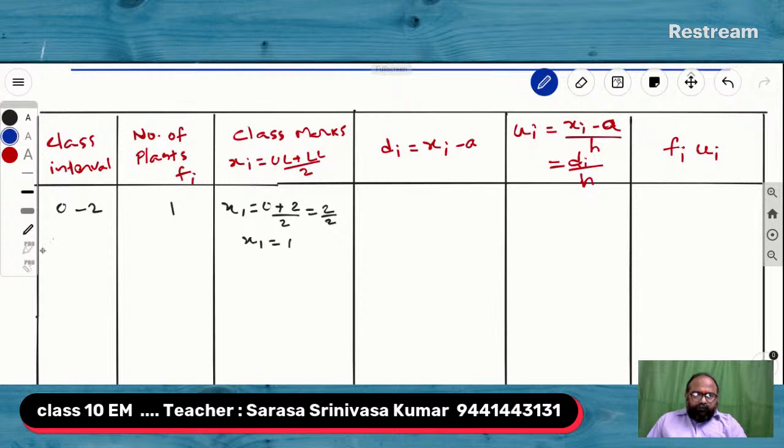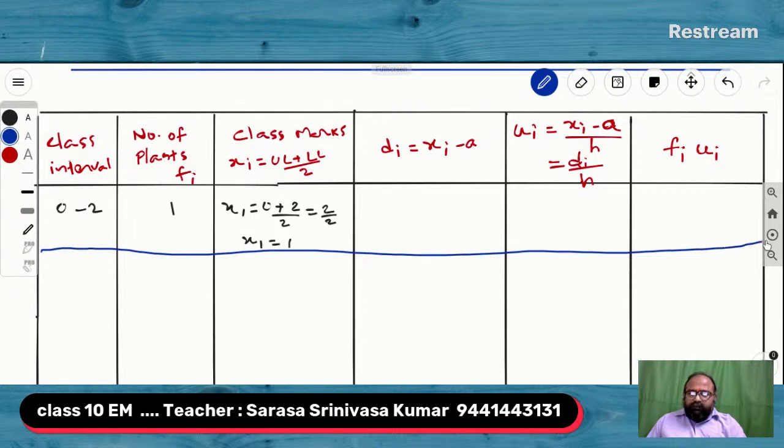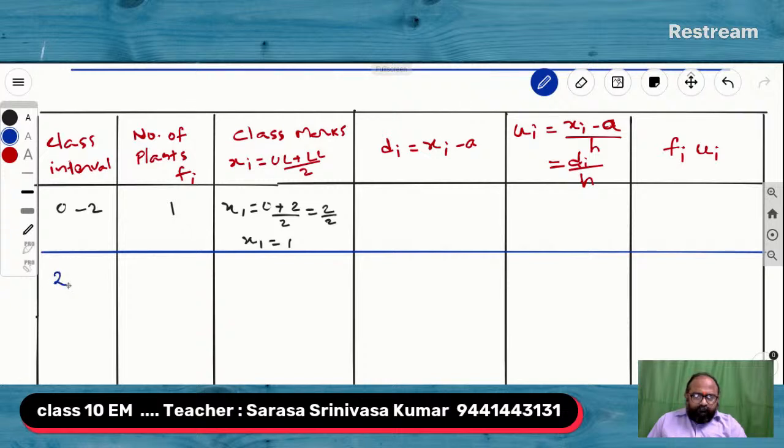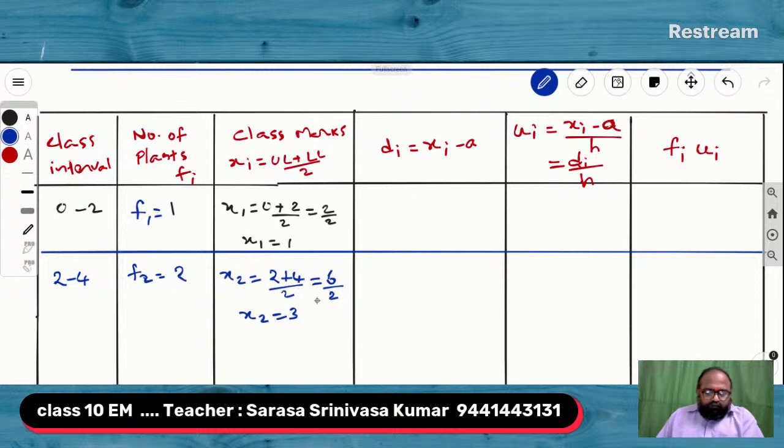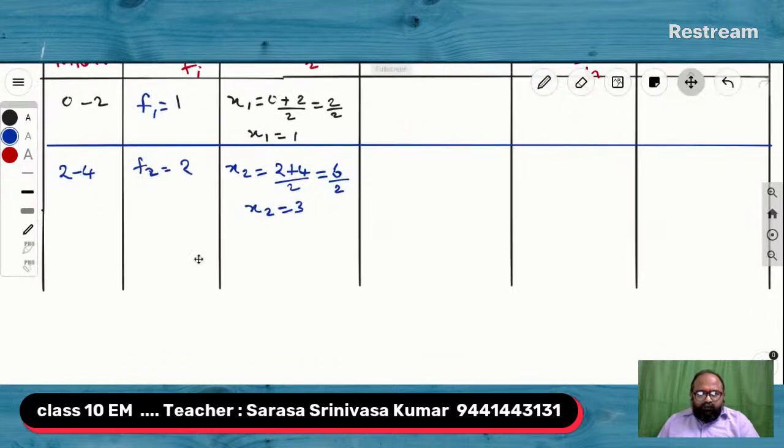Now we consider the next class interval 2 to 4. The frequency for this is f2 equal to 2. Therefore x2 equal to 2 plus 4, upper limit plus lower limit by 2, equal to 6 by 2. Therefore x2 equal to 3.